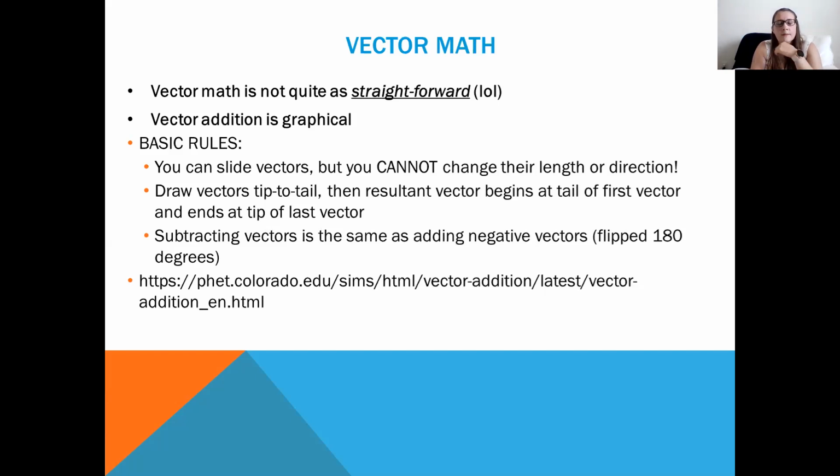So right there, that bottom bullet, I have a link to a simulator vector drawing program, which we're going to take a look at right now.